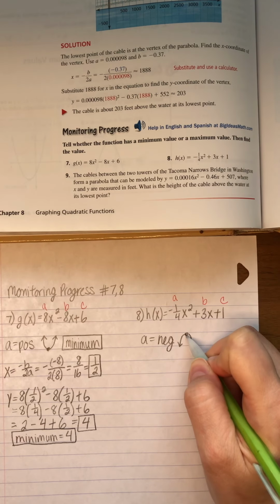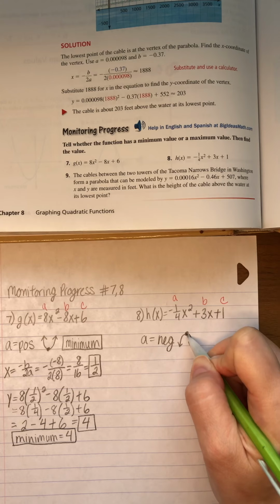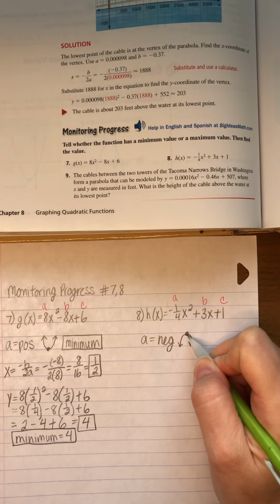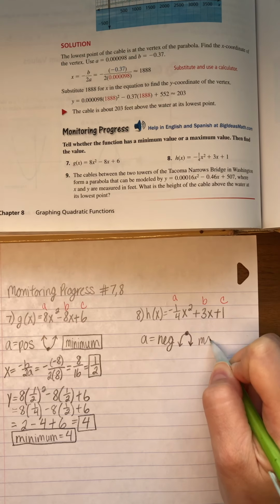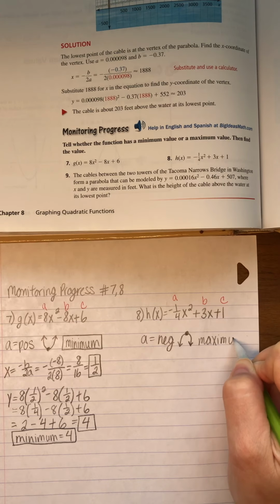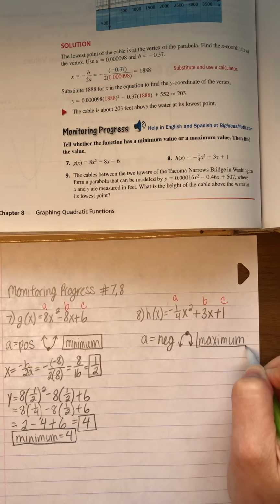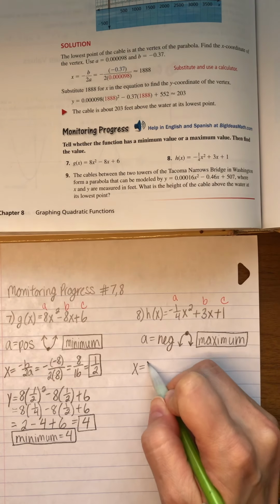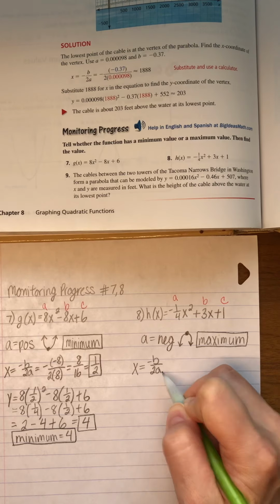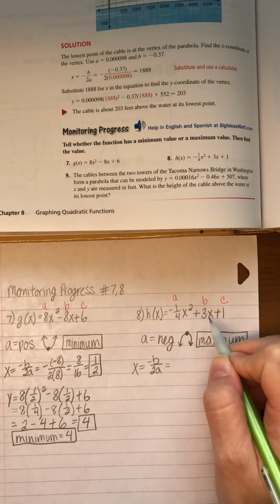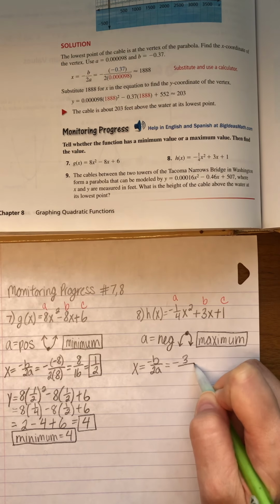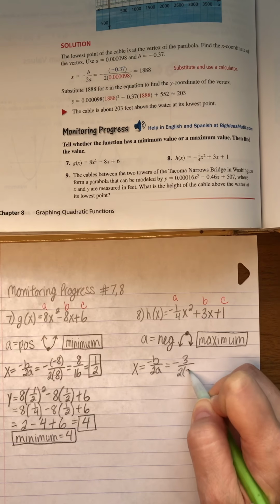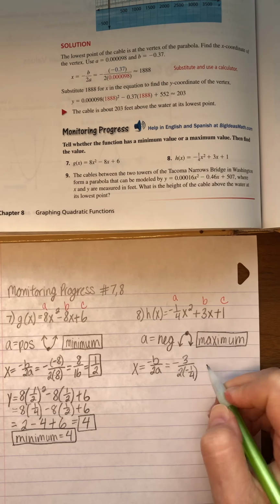Look at where the vertex is on this parabola. It's at the very, very top of this graph. Because it's at the top, that means that this graph is going to have a maximum. Now let's find that maximum value, which is the y coordinate of the vertex. First, we're going to find the x of the vertex by doing opposite of b over 2a. So we're going to have the opposite of 3 over 2 times negative 1/4.